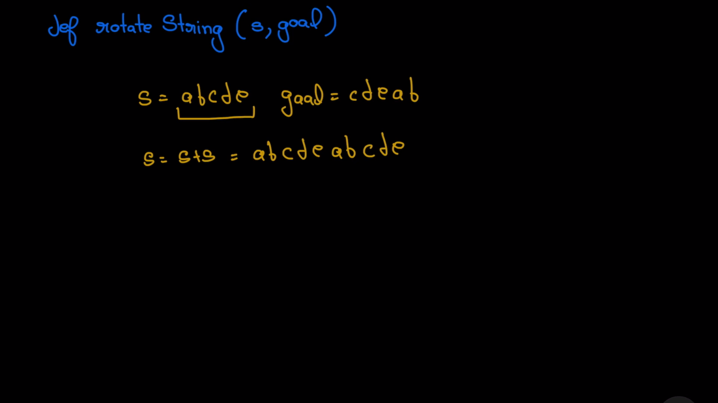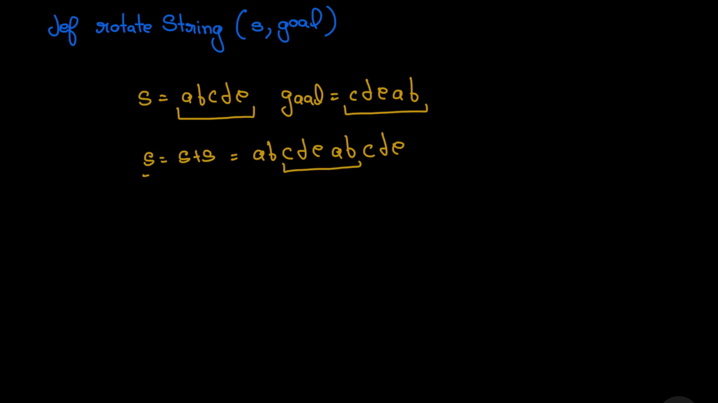Now, if you look at it closely, I have removed the rotation factor from S because I have added the same thing on top of it. What this means is that your goal string should now be directly a substring of S. If you look at it here, C, D, E, A, B is what we are looking for, and you can find it here. Whichever string it is, if you concatenate S over itself, then goal should be a substring of it, if goal has to be obtained by rotating S.